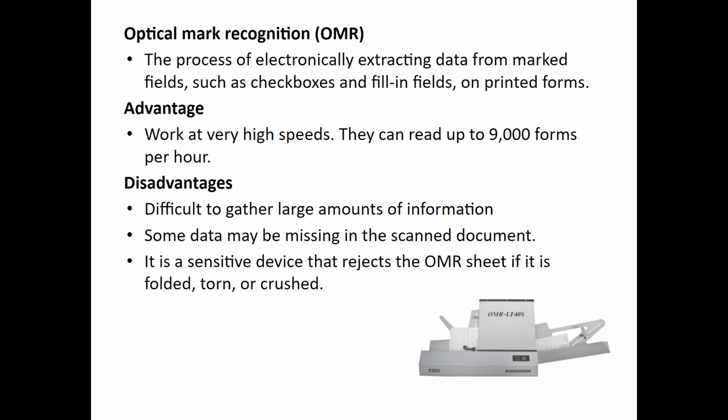Now, basically, what are its advantages? It works at a very high speed. It can read up to 9,000 forms per hour. So that is why it is used so much nowadays in objective type papers and multiple choice question papers, because the teacher wouldn't be able to check that many forms as the OMR helps us to do.